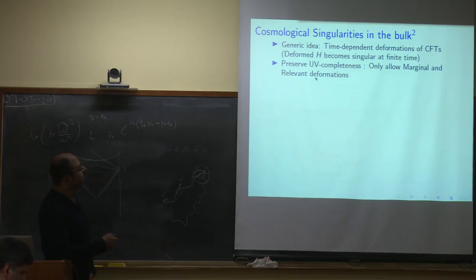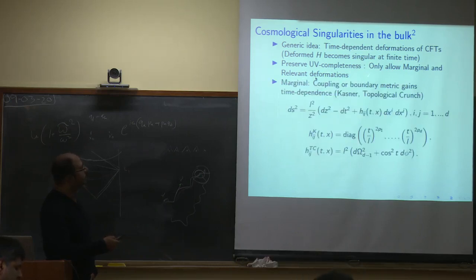To preserve UV completeness, we only allow for such couplings which we are going to make time-dependent. We only allow marginal and relevant deformations, right? So we don't want to destroy UV completeness. Marginal deformations would be examples in which you make the CFT couplings time dependent, or you put the CFT on some boundary metric which has time dependence.